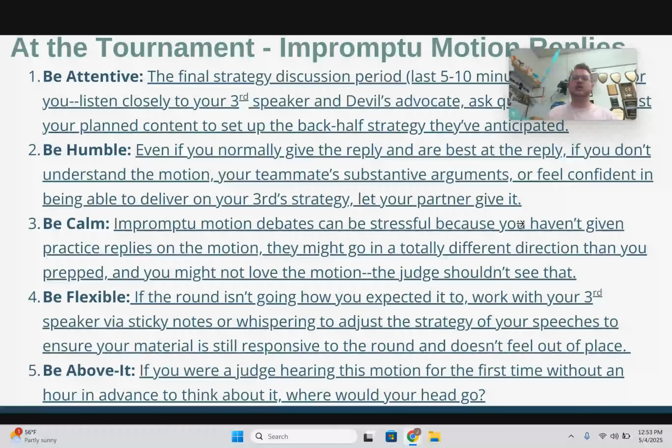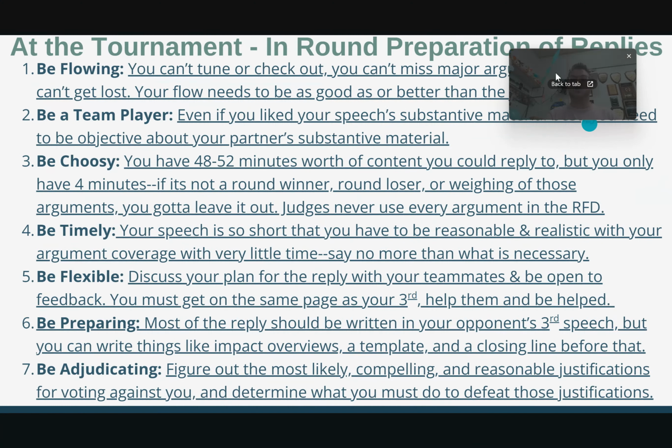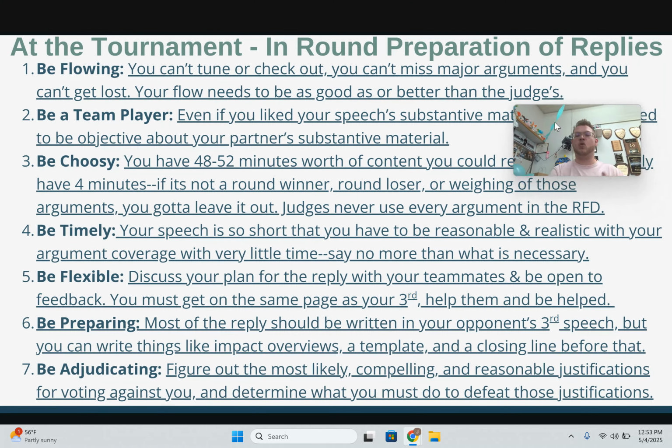And lastly, remember to be above it all. If you were a judge hearing this motion for the first time, without the hour in advance to think about it, where does your head go? And if all else fails, go to where the judge is probably already thinking and convince them at their base level assumptions. So what about in round, whether it's impromptu or prepared motions?